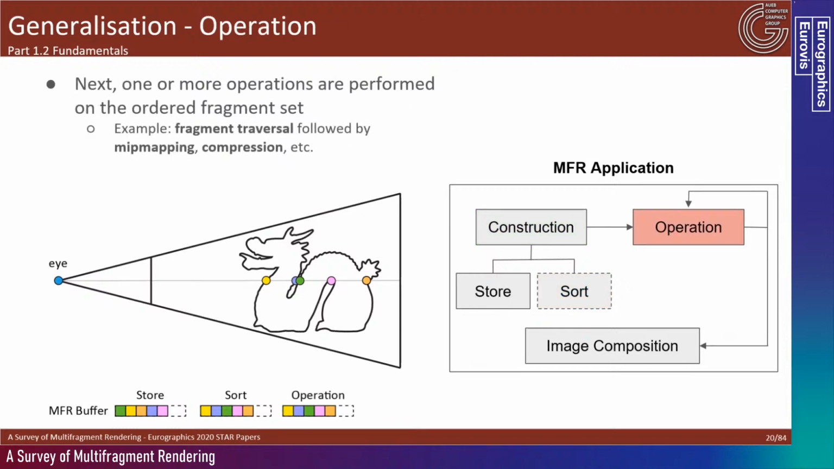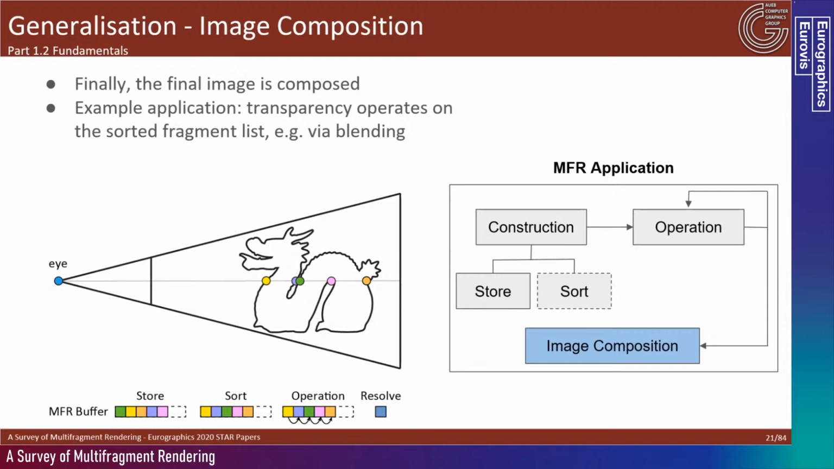After construction has taken place, the next step performs one or more operations on the ordered fragment data structure. The most critical operation here is fragment data traversal, followed by other optional ones such as mapping, compression, and others. The final part is the image composition, which is where the final image is composed. It accesses and exploits the fragment information stored in the data structure so far in order to compose the final output. For example, transparency merges the sorted fragment list by blending in order to produce the final output.